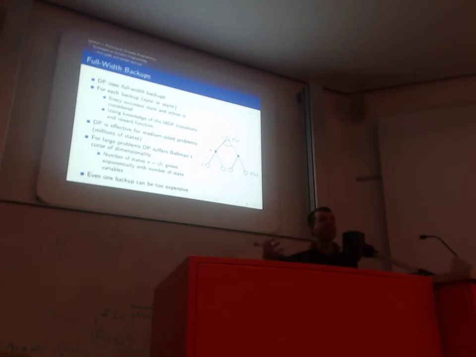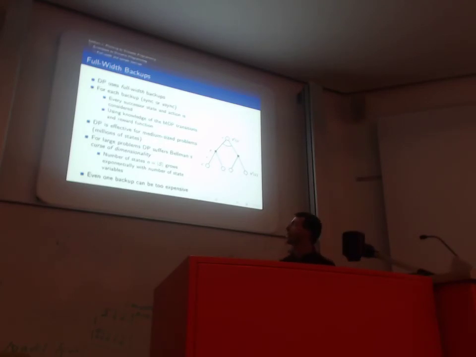We're only looking one time step ahead, but we're considering all eventualities that could occur in that time step. To do this, we need knowledge of the MDP. We need to know the transition function and the reward function. This is great, except that it doesn't scale up very well. Dynamic programming can be very effective on medium-sized problems, so tens of thousands, hundreds of thousands, maybe even millions of states. But it doesn't scale up to really large state spaces or really large action spaces.